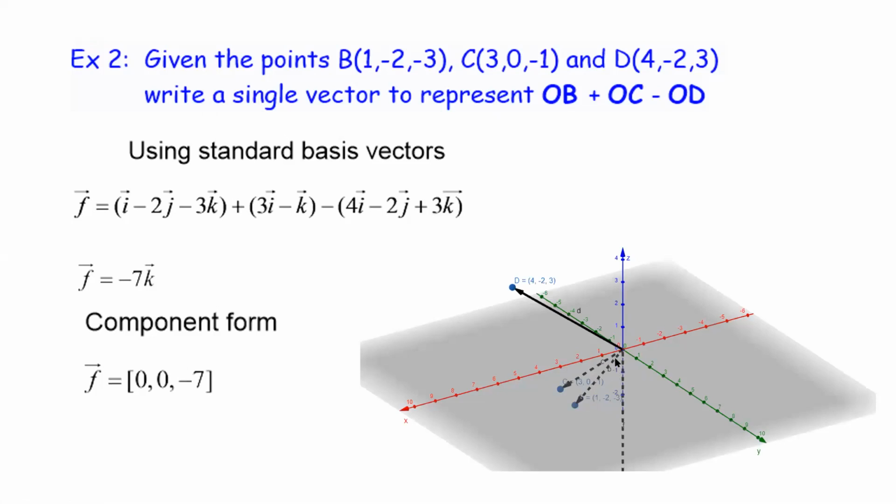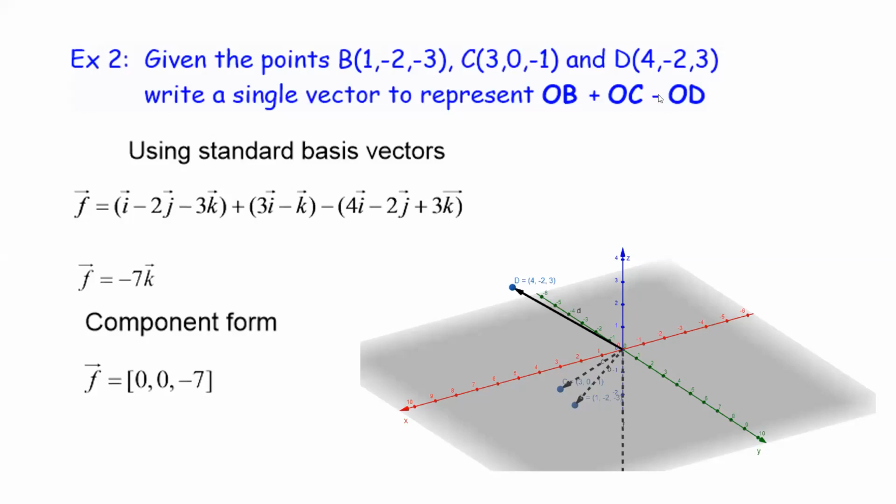The OB vector is this vector which is pointing down here. The reason that it's down here is because the z value is negative, and therefore it's going to be below the x-axis, and that's why it's dotted. The C vector is the same thing because its z value is negative, so it's below the plane, the xy plane.